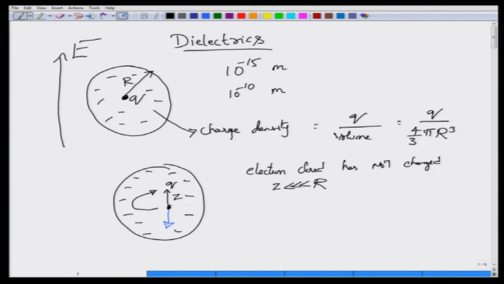So, there are now two forces acting. We will see what the values of these two forces are, and what would happen to this atom when there is an external electric field.